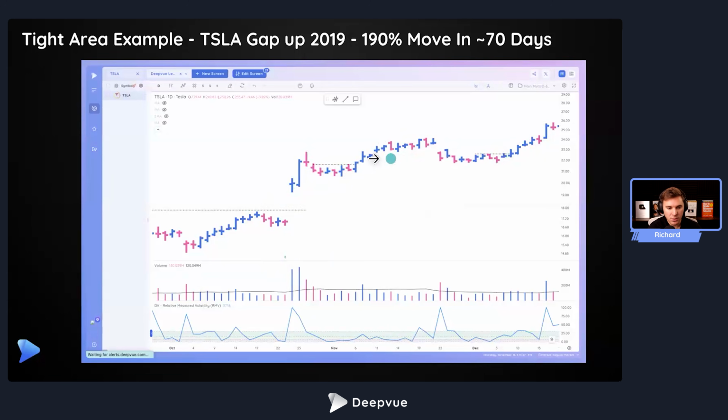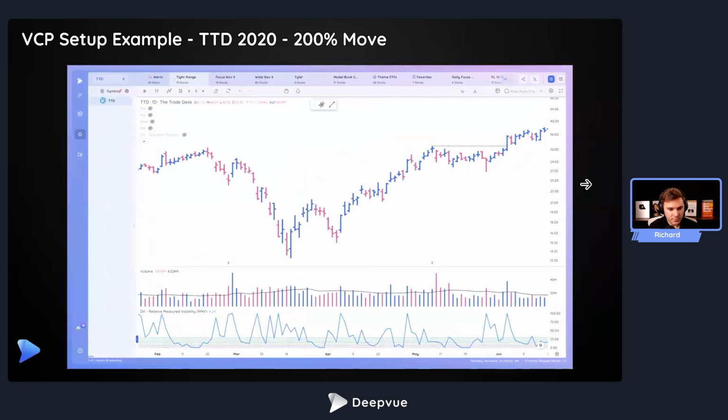And where does it pull back to? It pulls back to the high of this prior tight area. This is a key nuance that I've started to pick up since I've been really looking at these tight areas: pullbacks often respect the highs of the prior range. It basically becomes an area of potential support. And often if you get a tight area forming on top of another tight area, that's when we really start to have an explosive move higher, as we did with Tesla back in 2019.